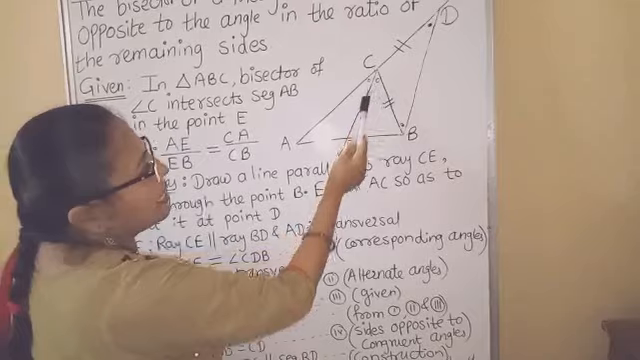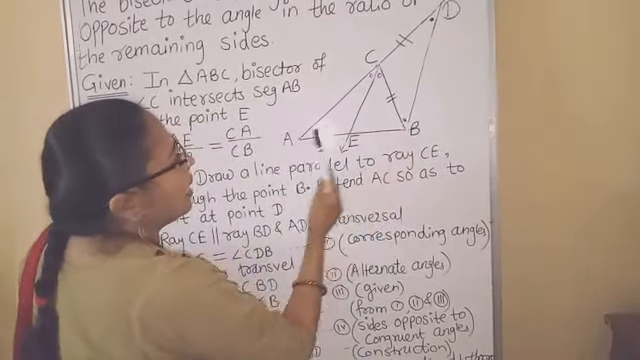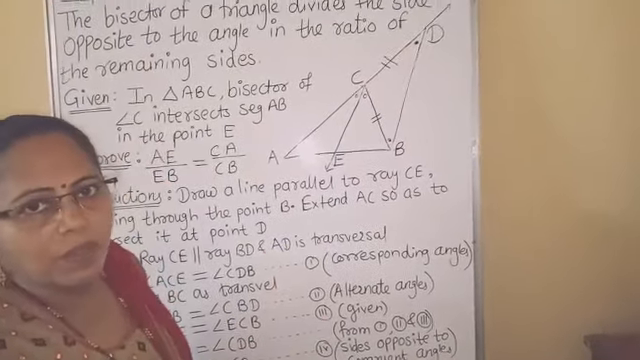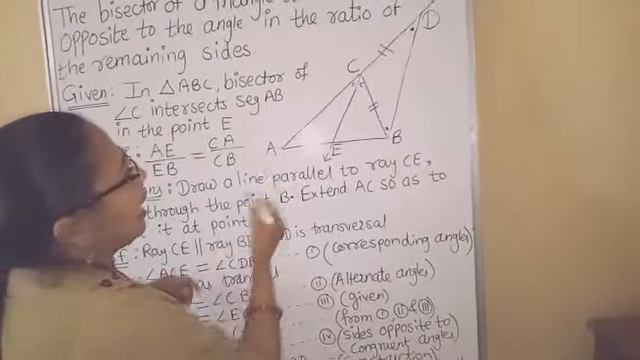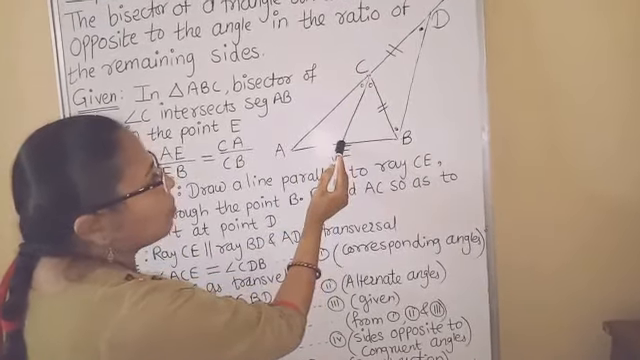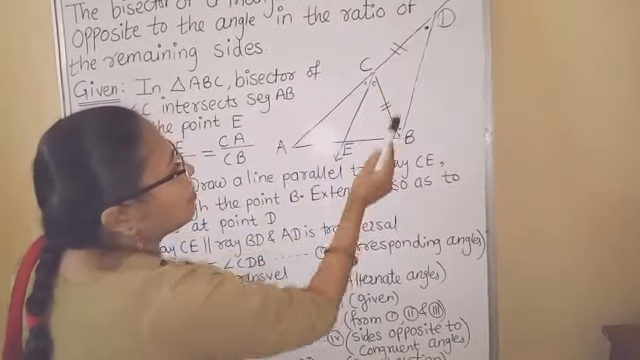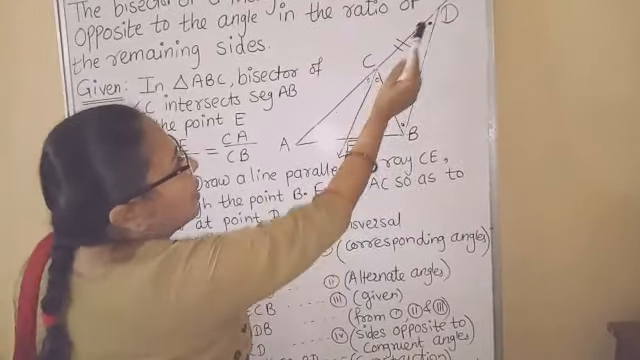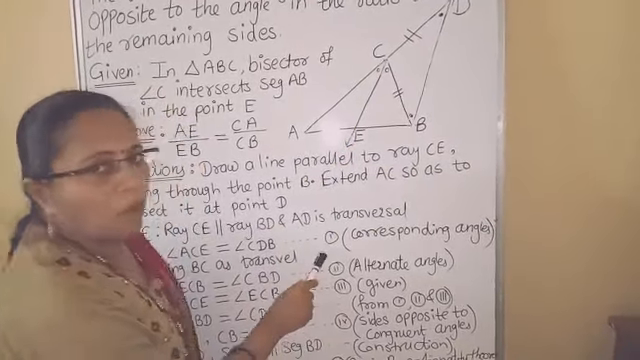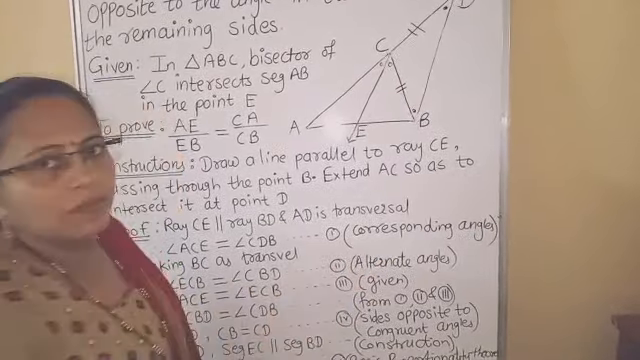First we will take ray CE parallel to ray BD and line AC is the transversal. So that we will get angle ACE equal to angle CDB. These two angles are equal. So this is our statement number 1 and the reason is corresponding angles.